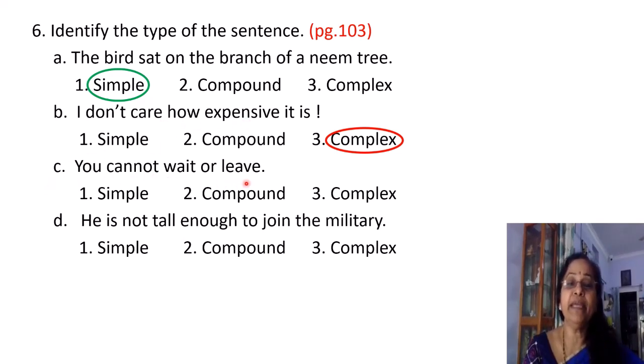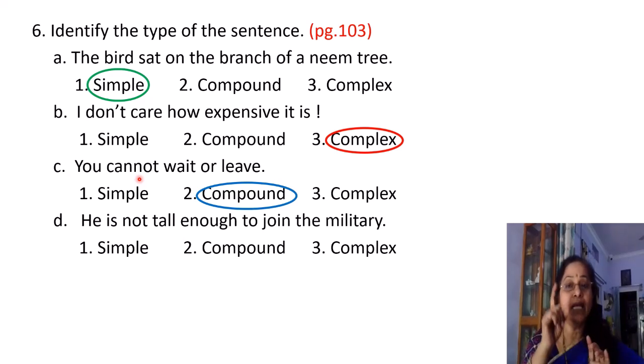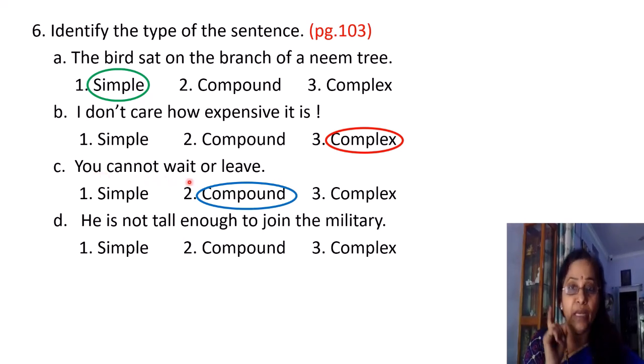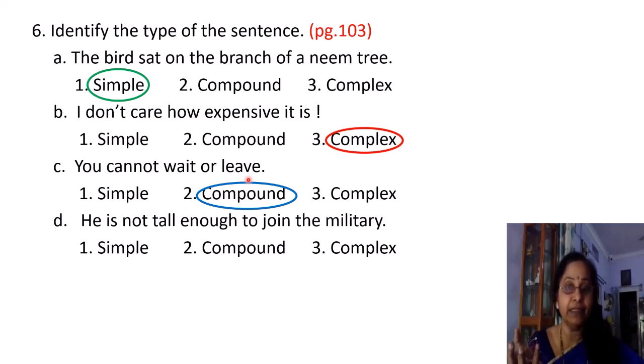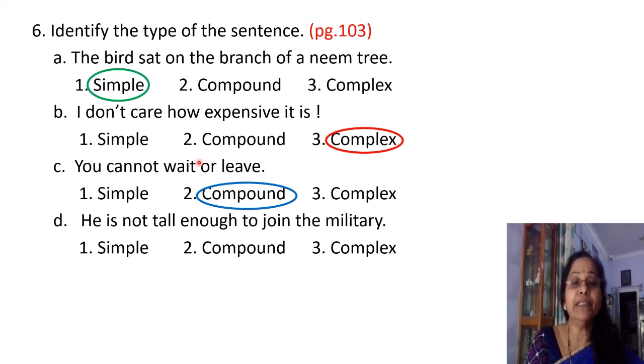You cannot wait or leave. So what type of a sentence is it? It is a compound sentence. When two sentences are independent, they don't depend upon each other, it becomes a compound sentence. In a compound sentence, only two clauses are there. You cannot wait is one part, you cannot leave is another part. Both are balanced here. Both are complete sentences. When two complete sentences are joined with a conjunction, it is called a compound sentence. That means both the sentences are equally balanced.